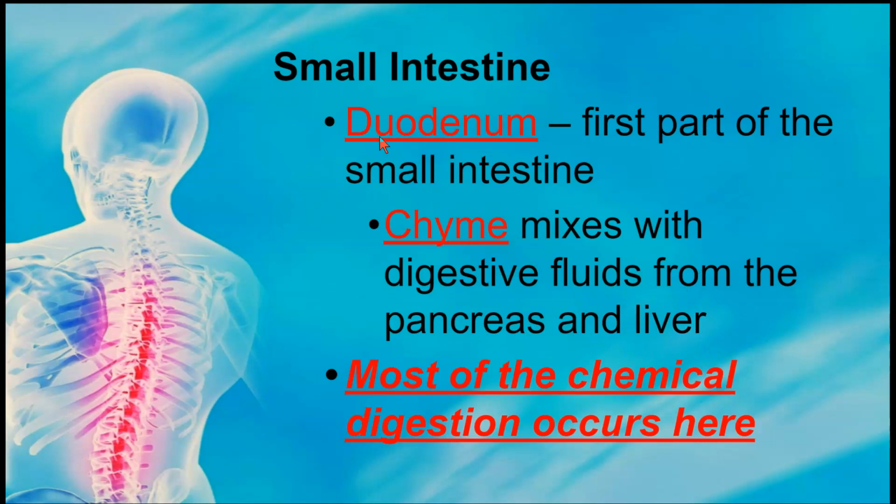And now in the duodenum, the pancreas and liver secrete their enzymes. And now that pancreatic juice or enzymes, there's many of them: lipases, proteases, trypsin, pepsin. These are more enzymes to break down more proteins, lipids, and sugars. So most of the chemical digestion occurs here.